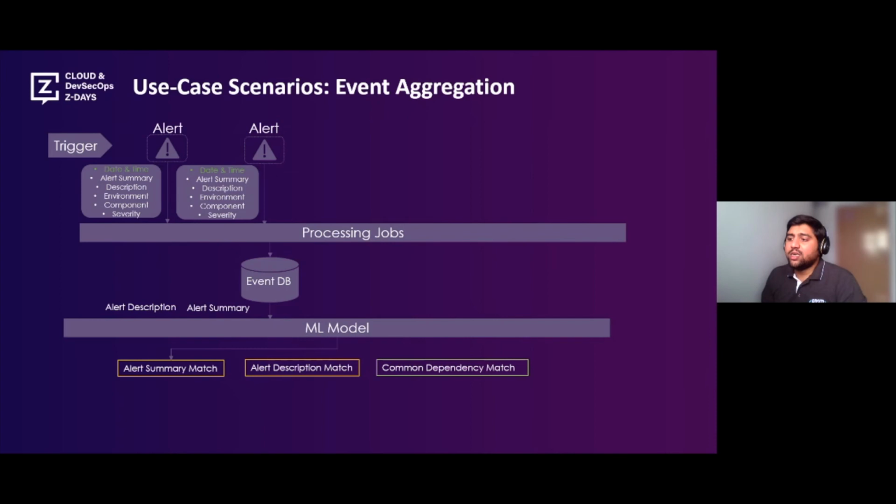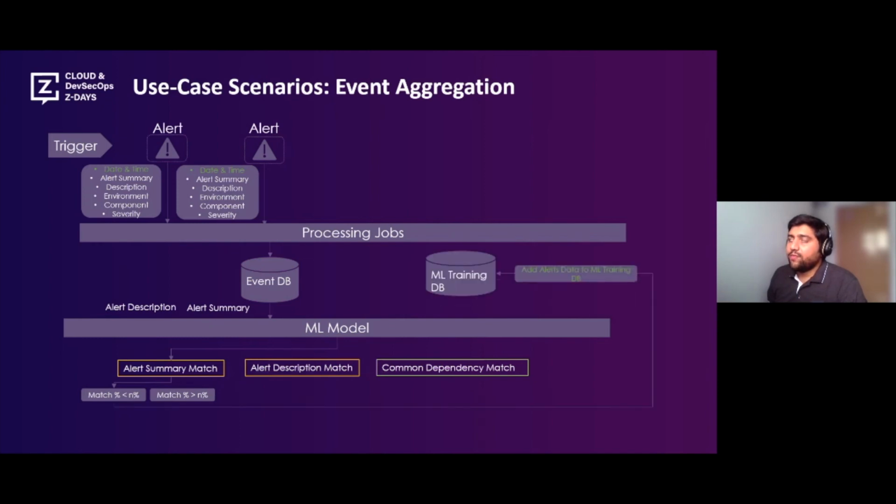If it finds that both these alerts have a matching summary or description, it will check how much of the summary or description is matched. Let's say if the summary is matching more than 95%, that could say that they are related to a certain component, or maybe they came from the same source, right? If the match is less than a certain percentage, it will just ignore it and add the event data, the metrics data, and everything to the ML training database. If it is greater, then it will cluster the related alerts and send them as a single alert to the SRE.